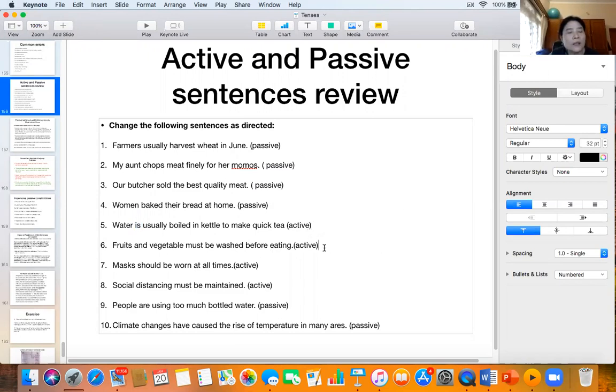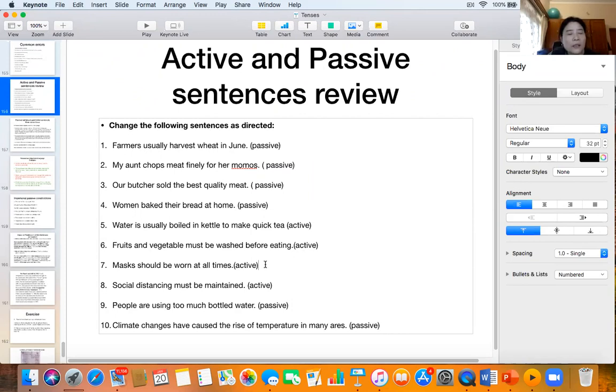Okay. What about number 6? Fruits and vegetables must be washed before eating. This is active. Oh no, I'm sorry. This is passive. Change into active. We must wash fruits and vegetables before eating. That's right. We must wash food and vegetables before eating.